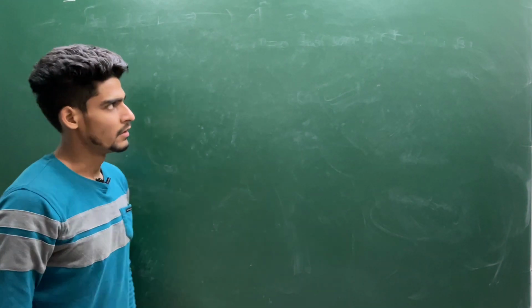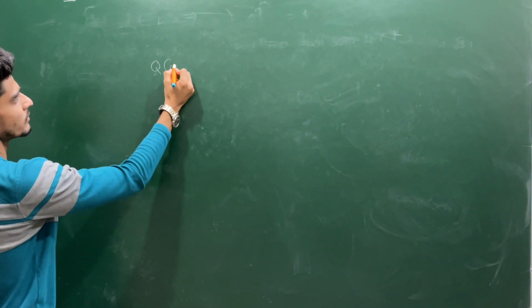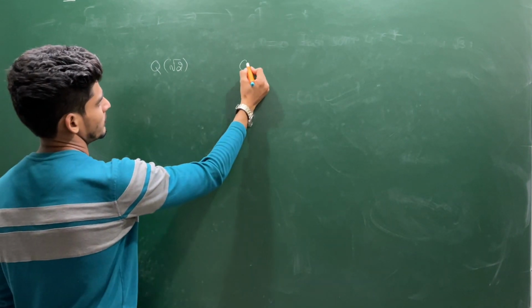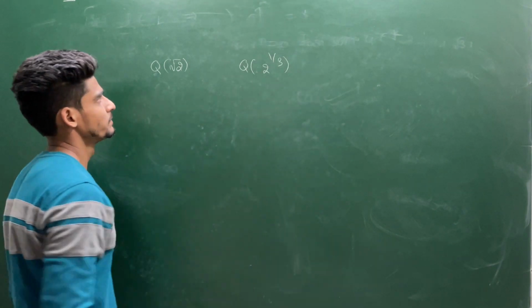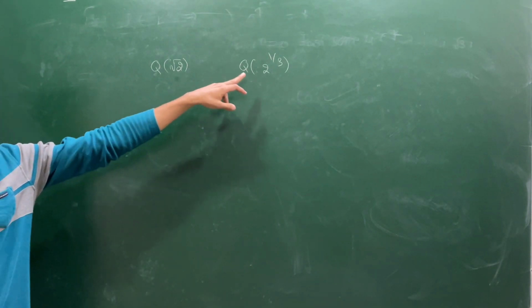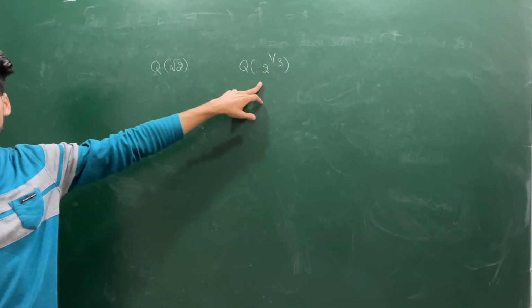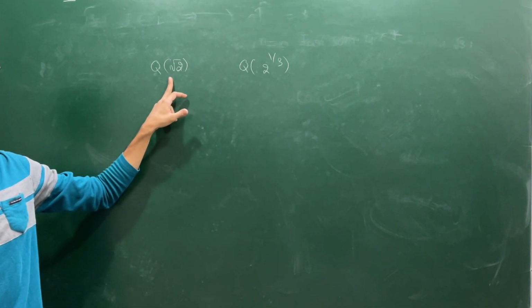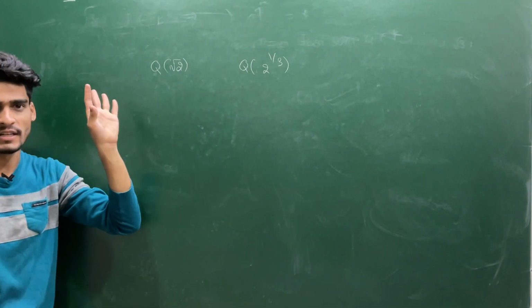Now once you understand this, let me ask a basic question which is coming to my mind. Suppose you have Q adjoined root 2, and Q adjoined 2 power 1 by 3. Clearly this is a degree 2 extension, and this is a degree 3 extension. Neither is contained in the other, so these are two different extensions of Q.